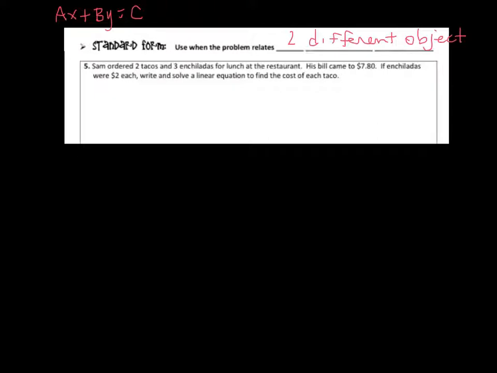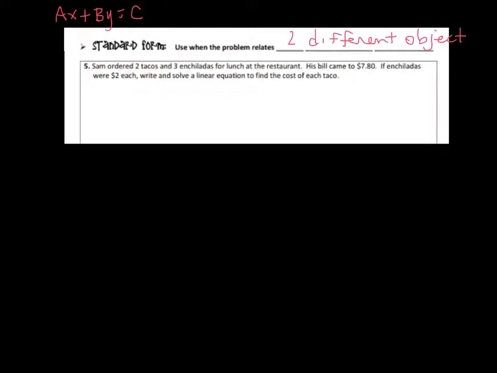For example, in this problem, it says Sam ordered 2 tacos and 3 enchiladas for lunch at the restaurant. His bill came to $7.80. If enchiladas were $2 each, write and solve a linear equation to find the cost of each taco. So I'm really focusing on these first two sentences to start with.